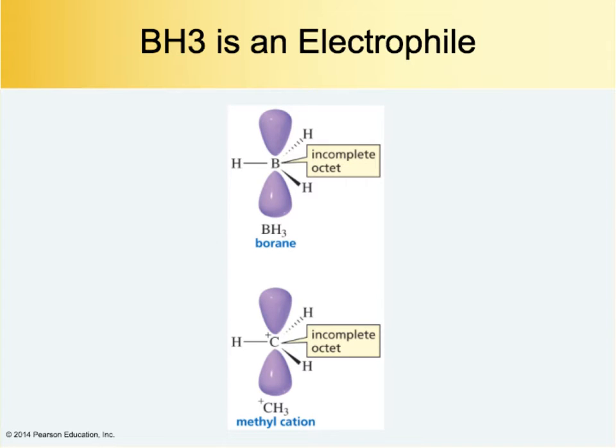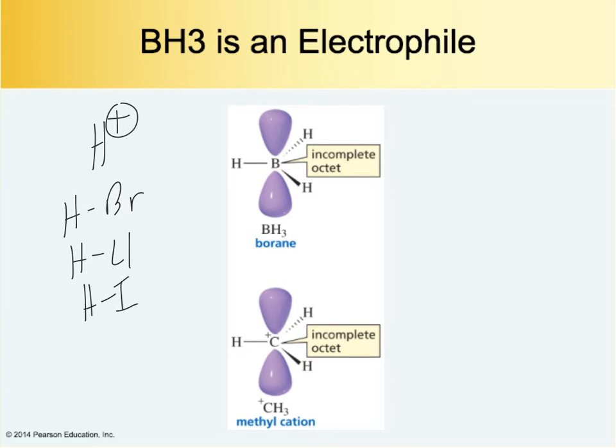Alright, taking a look at part 2 here. We're looking at a different set of reactions now, a different electrophile. We've been using H plus as an electrophile, right? H plus in the form of either HBr, HCl, HI, or H2SO4. But now we're going to change our electrophile. We're going to use BH3.